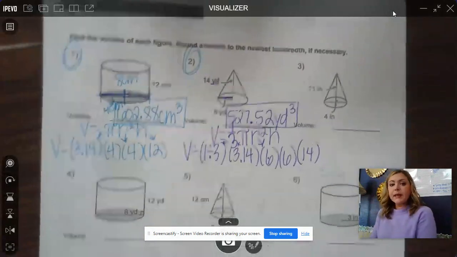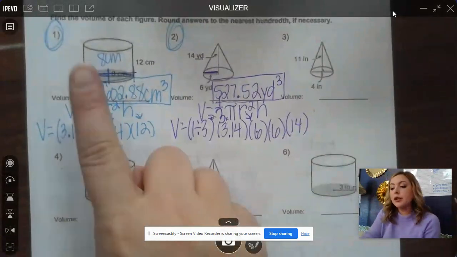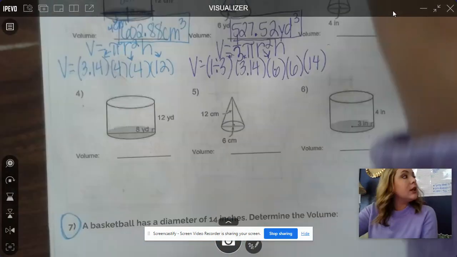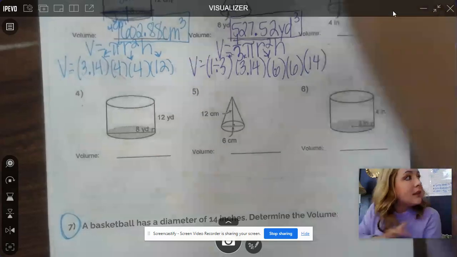All right. And lastly, so we have done a cylinder, we have done a cone, and lastly, we are going to do a sphere.